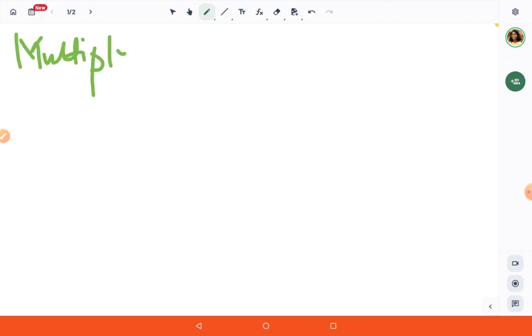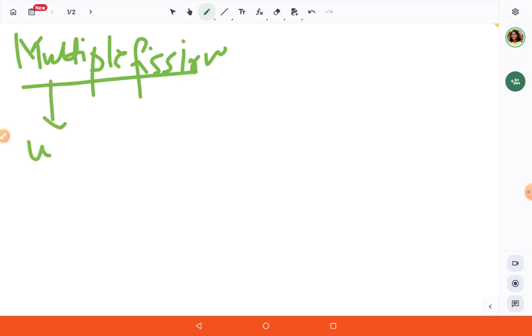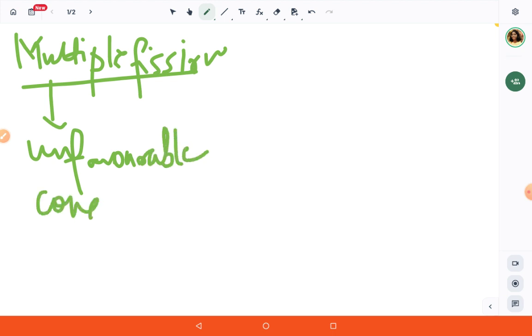Multiple fission. Now, multiple fission takes place during unfavorable conditions. When adverse conditions are there, at that time multiple fission takes place. And what happens is, let's take an example of amoeba.